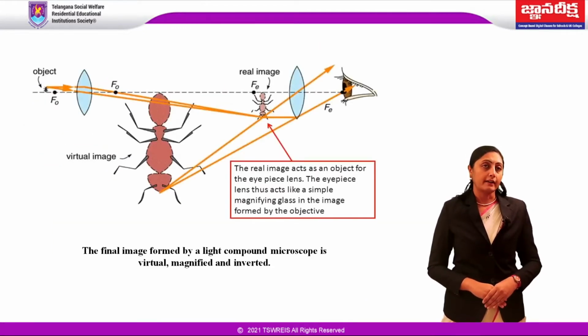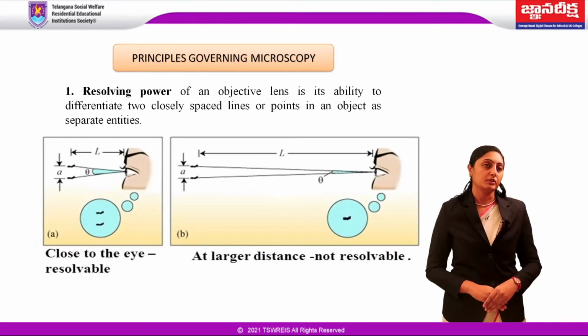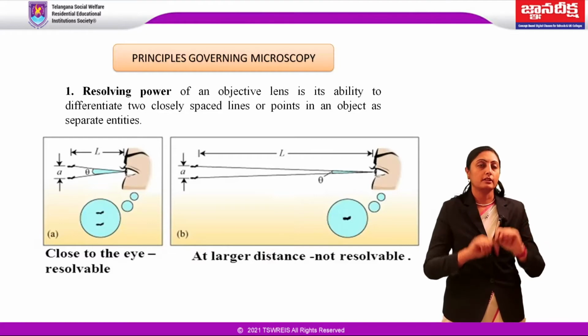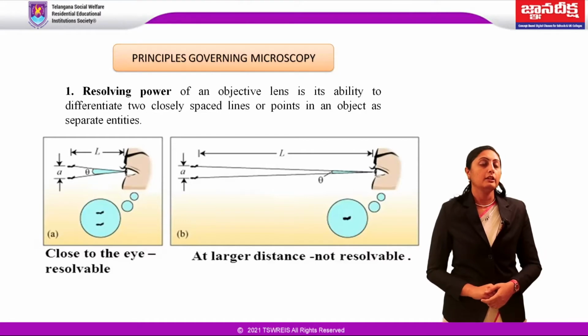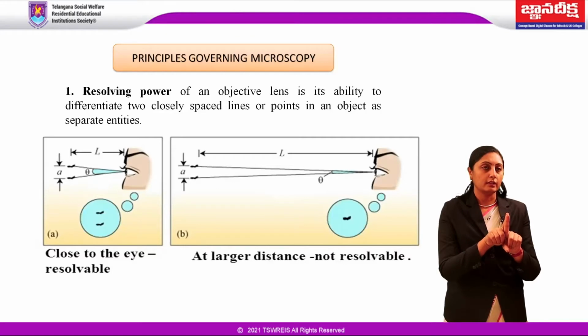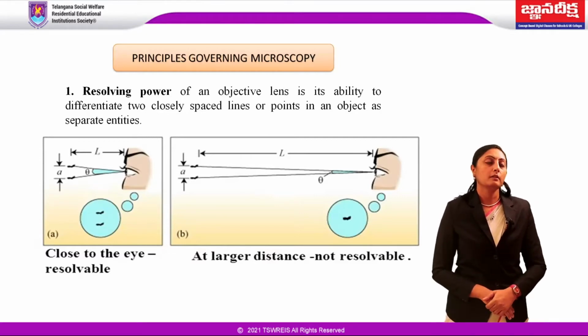There are two main factors that govern the efficient use of microscopes: the resolving power and the numerical aperture of the objective lens. The resolving power of an objective lens is simply its ability to differentiate two lines or points in an object. For example, if we see two dots using a microscope and the dots are very close to each other, the ability of the microscope to display them as separate dots is called resolving power.